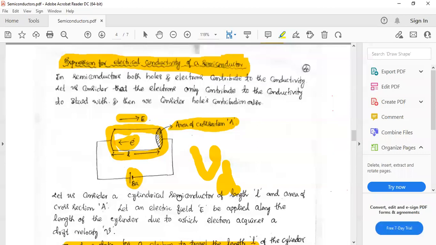And please make sure you read the word semiconductor here, because in the conductor part also there is the expression for electrical conductivity. Don't interchange the derivations. For semiconductors, you have a slightly different derivation for conductivity. For conductors, you have a slightly different one. Therefore, please make sure you read this sentence properly. Electrical conductivity of semiconductor. Very simple derivation, but at least 4 or 5 times you have to write and practice.